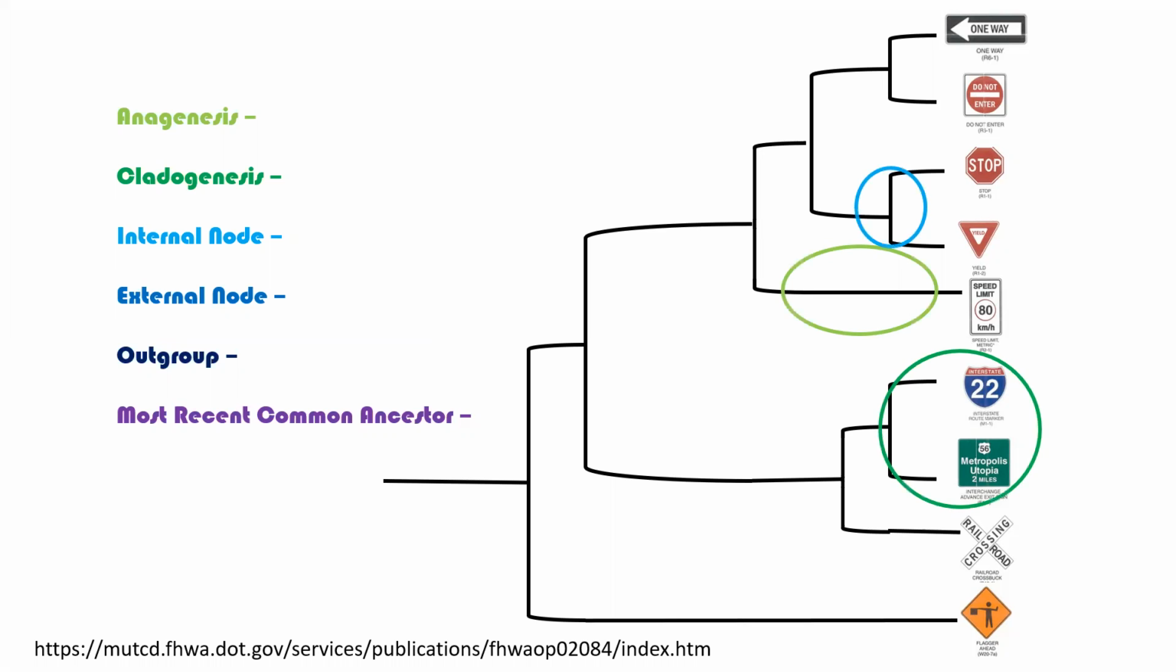An internal node indicates a common ancestor of the two species, and the closest internal node to the end of the tree is the most recent common ancestor. The external node indicates the present-day species. If we take a closer look at our external nodes, we can see an obvious outlier or outgroup as the flag warning, which is the furthest related or evolved from the rest of the tree.